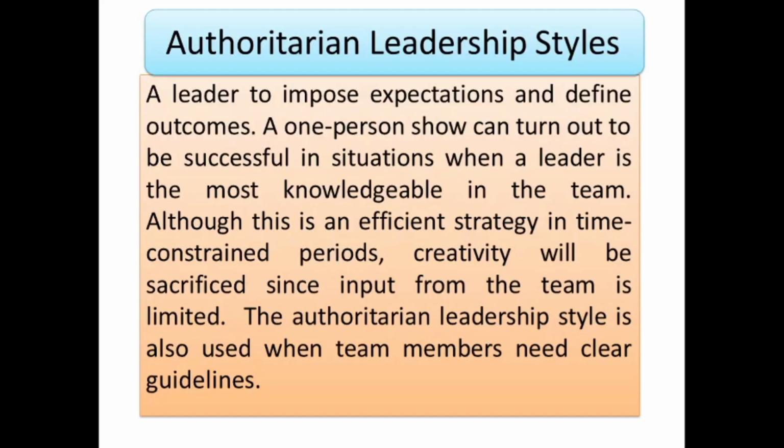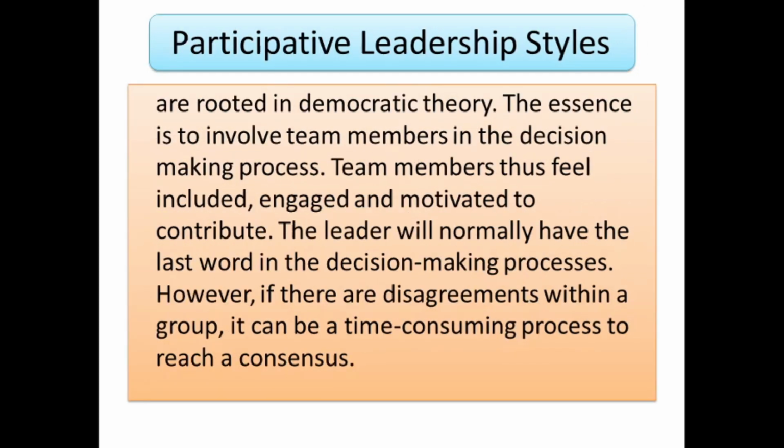When we talk about authoritarian leadership style, a leader imposes expectations and defines outcomes. A one-person show can turn out to be successful in situations when a leader is the most knowledgeable in the team. Although this is an efficient strategy in time-constrained periods, creativity will be sacrificed since input from the team is limited. The authoritarian leadership style is also used when team members need clear guidelines.